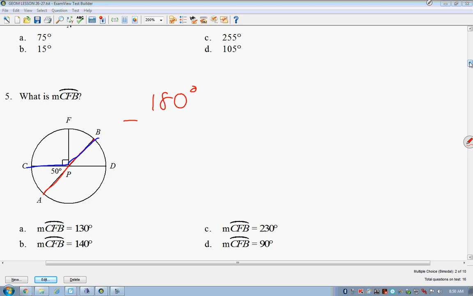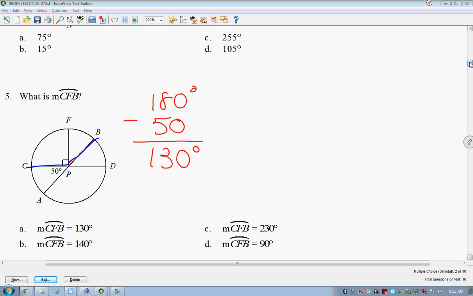I have 50 degrees too many because I really don't want CPA, right? So if I subtract CPA out of that 180, I'm left with 130 degrees. And I didn't even have to solve for FPB because I knew it was part of that straight line. All I had to do was take this part out of the 180.